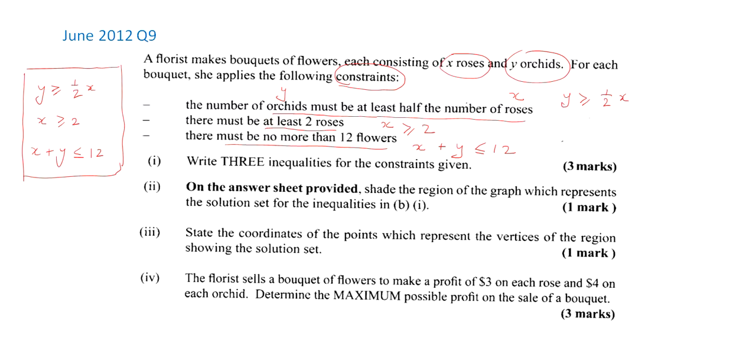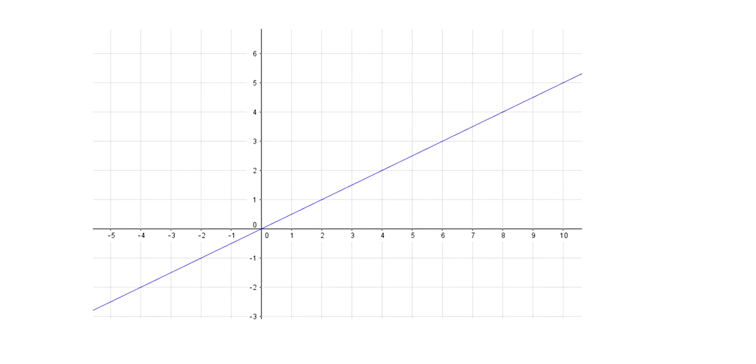Alright, so on the answer sheet provided, shade the region of the graph which represents the solution set for the inequalities we've been provided with. Alright, so the first inequality is Y is greater than or equal to half X. Okay? So first thing we need to do is to draw the line Y is equal to a half X.